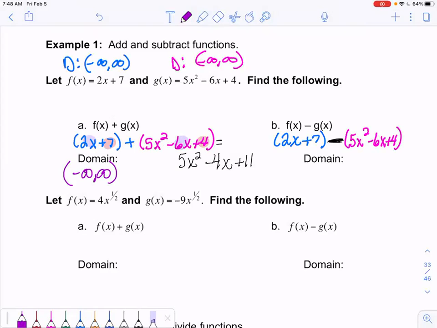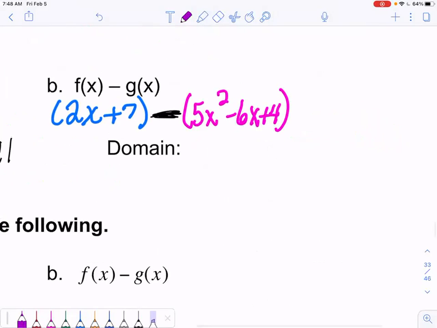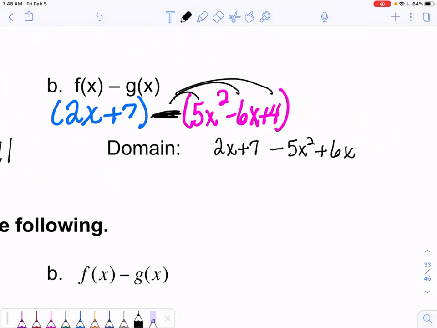So the second one, be really careful here with that minus sign. So you're subtracting the entire second function. So we have 2x plus 7, and then subtracting means each one of those become negative. So I'm just kind of pulling this negative through. So I'm losing the parentheses here. I have a minus 5x squared, a plus 6x, and then a minus 4. So a minus sign is kind of like distributing a negative 1 through.